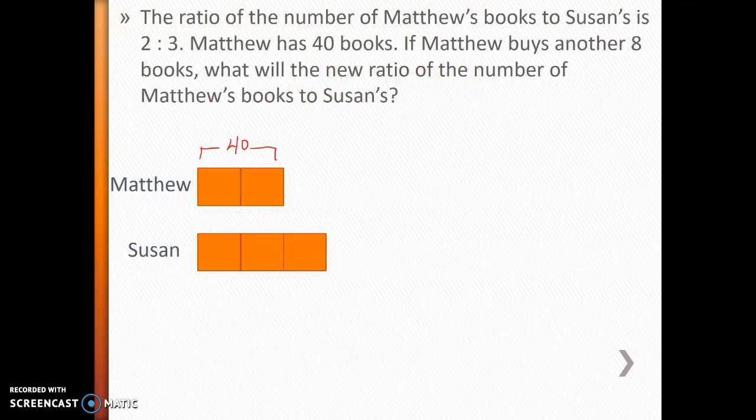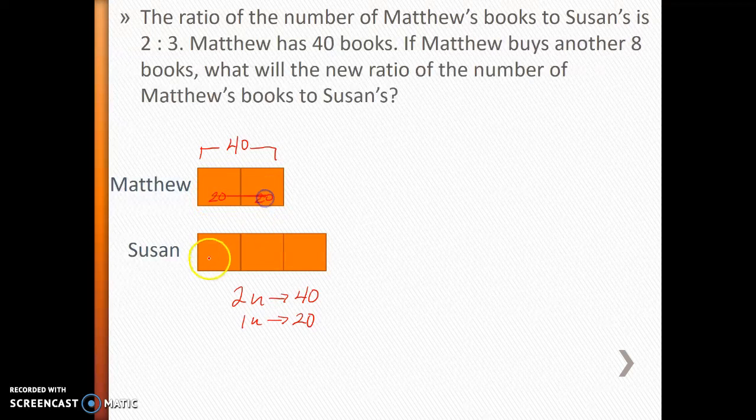So Susan's units aren't changing at all. Susan doesn't gain or lose any books. It's only Matthew. So let's see what this is going to look like. Let's first just take a look at how many books are in 1 unit. Obviously there are 20, right? Because we've got 2 units, which equals 40 books. 1 unit equals 20. So we've got 20 here, 20 here, 20, 20, 20.